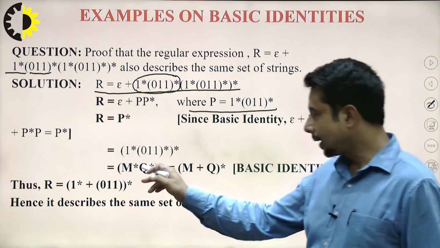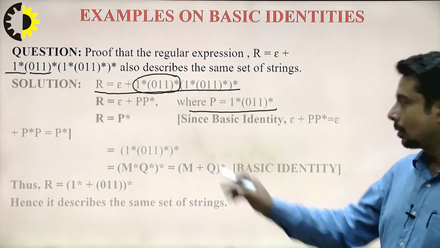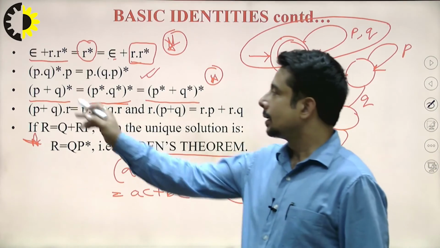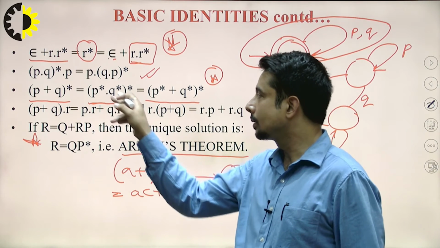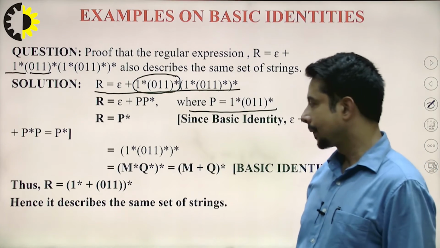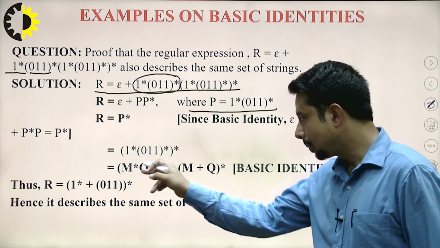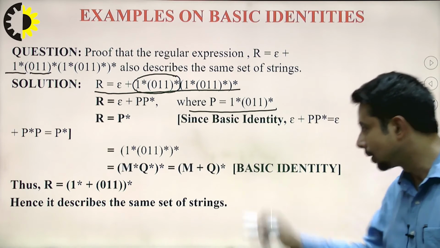So it becomes like this: (M* Q*)*. And we know by basic identity number 11 that (P + Q)* means what? (P* . Q*)*. So using that identity, what can we do? We can write (M* Q*)* as (M + Q)*.